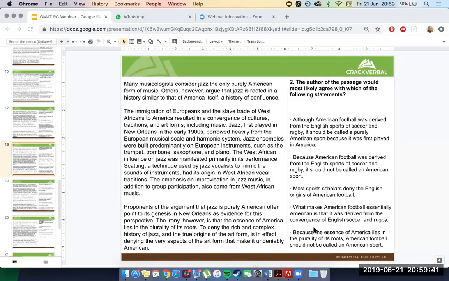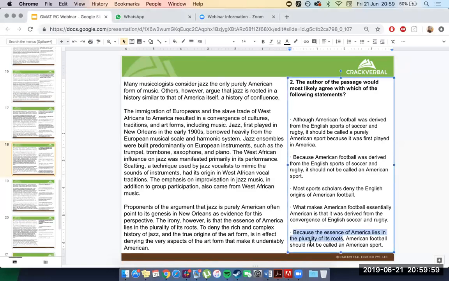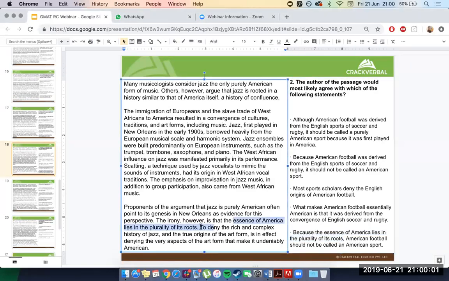Lastly, some of you did pick E. Because the essence of America lies in the plurality of its roots, American football should not be called an American sport, right? Now, this is very, very close because they've used the same words: the essence of America lies in the plurality of its roots.